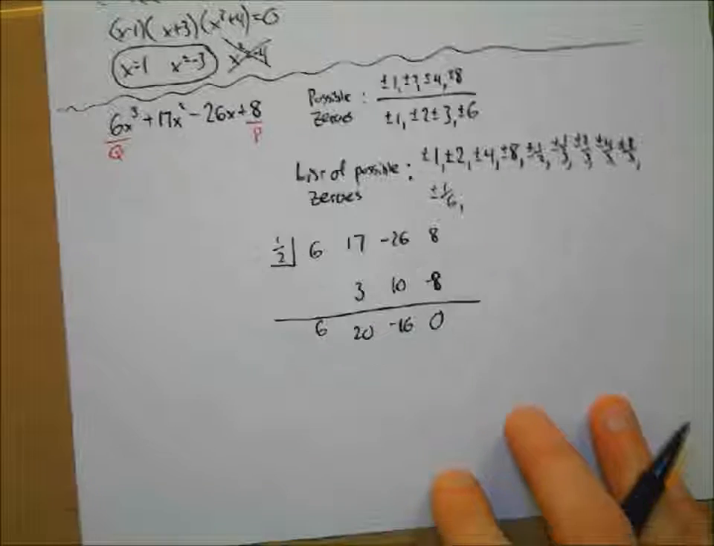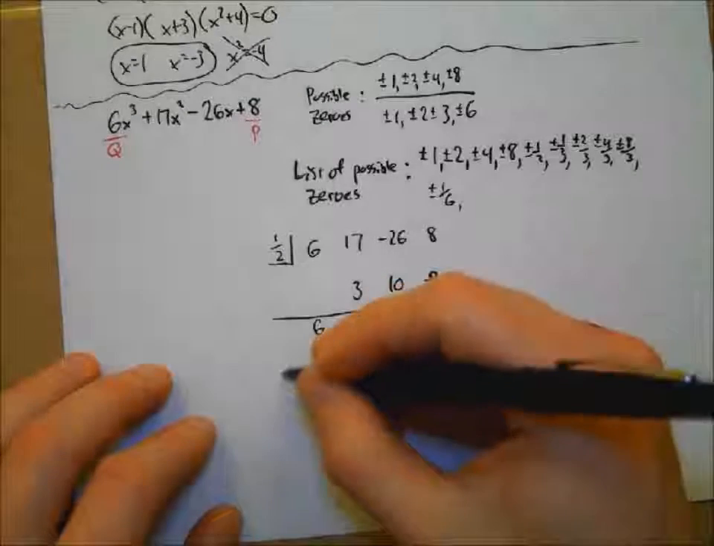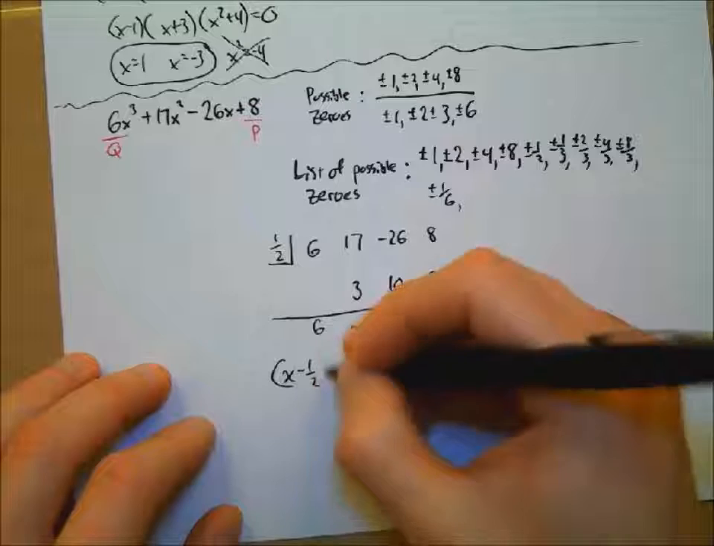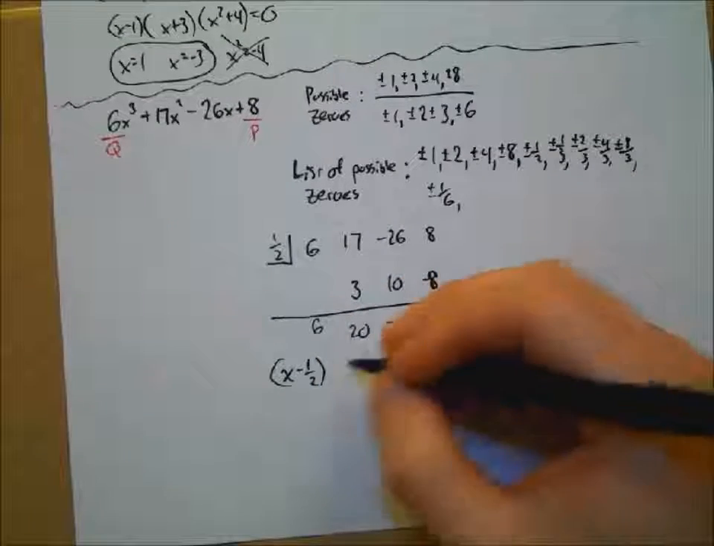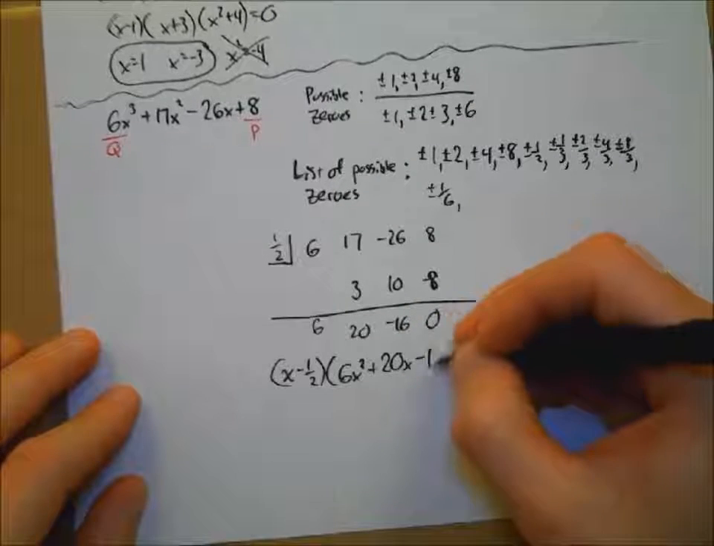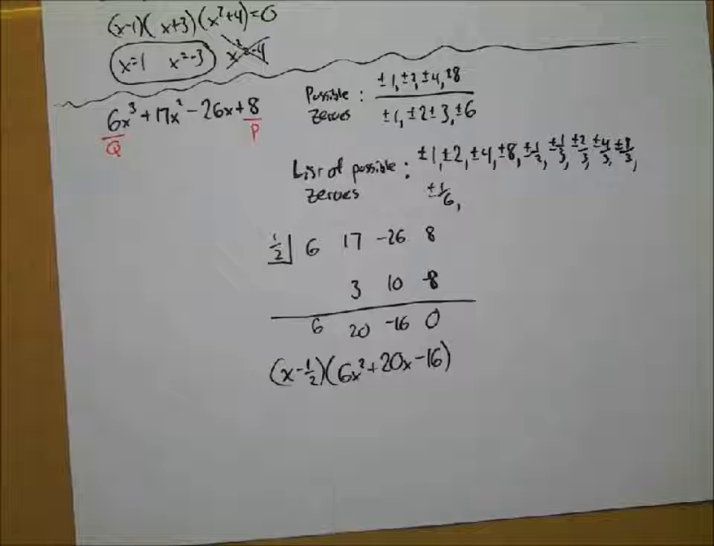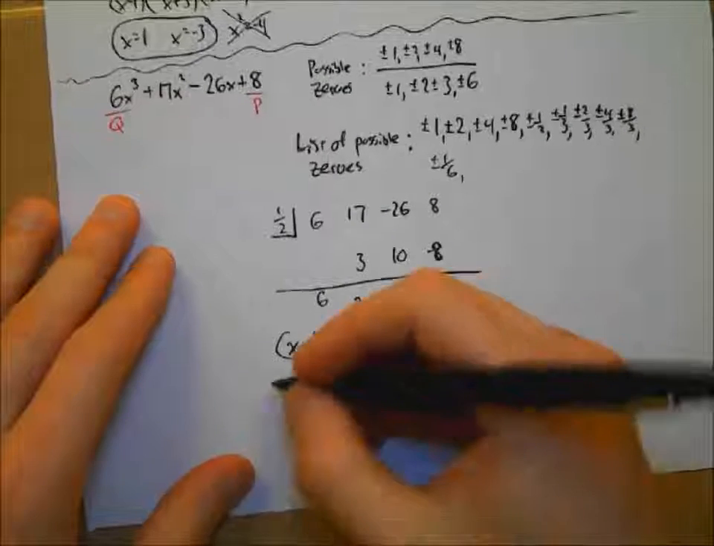We'll see. Okay, so anyway, that means x minus 1/2 is a factor. And that leaves behind then 6x squared plus 20x minus 16. But of course there's a GCF we can factor out here. What's the GCF we can factor out? A 2. So we'll factor that 2 out.